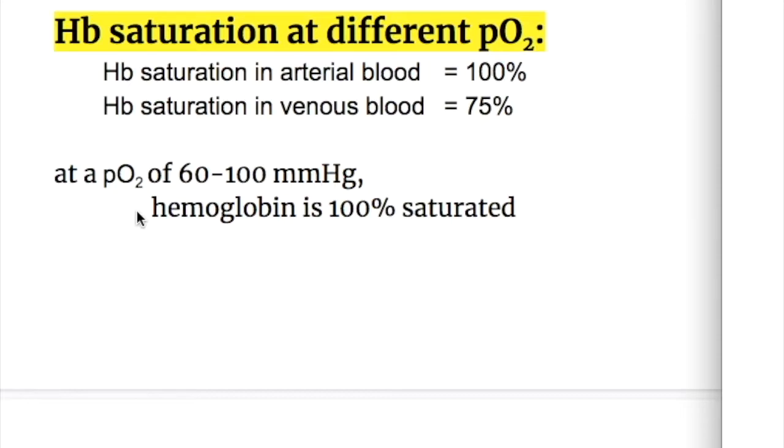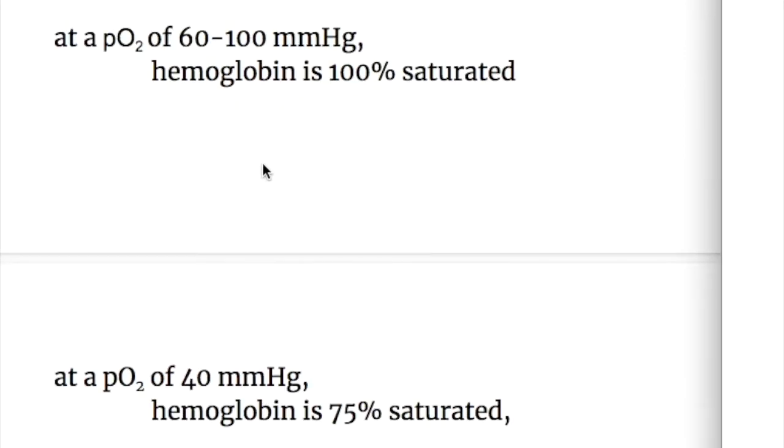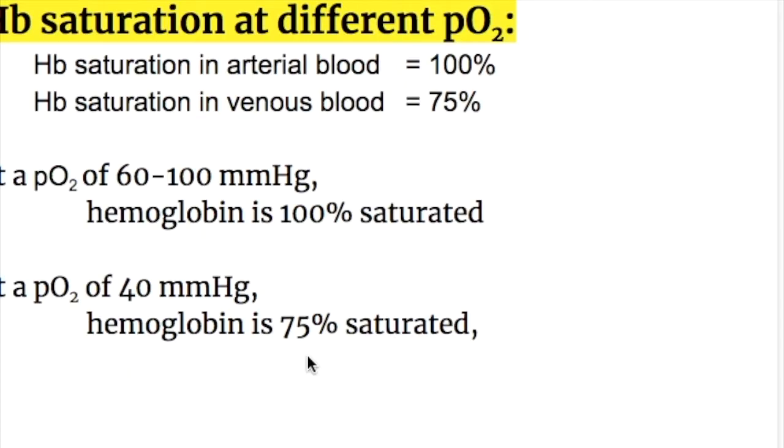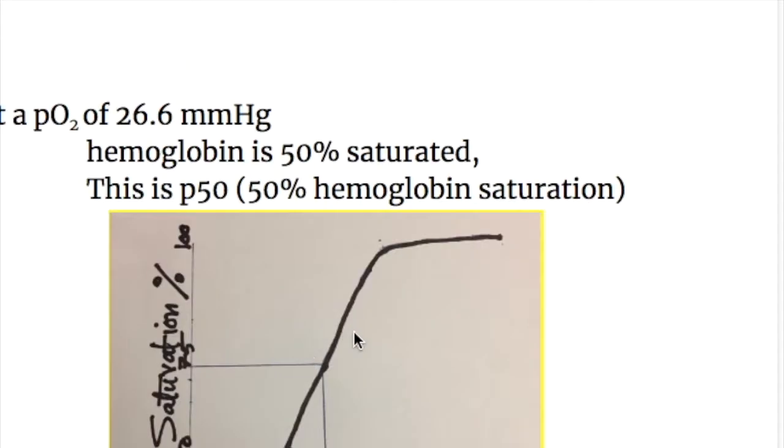At a PO2 of 60 to 100 millimeters of mercury, hemoglobin is 100% saturated at a plateau, and it goes down when the oxygen pressure goes down below. At a PO2 of 40 millimeters of mercury, hemoglobin is 75% saturated, and at a PO2 of 26.6 millimeters of mercury, hemoglobin is 50% saturated. This is the P50 of hemoglobin saturation, where it has two oxygen molecules attached to it.